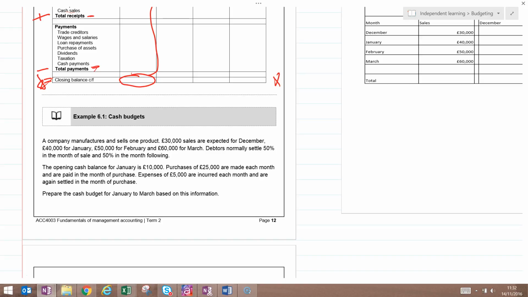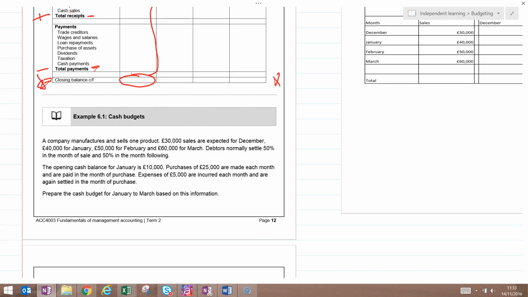So if we just consider this first paragraph, we've been told when the sales are made. Now for the cash budget, you're not interested in recording the date the sales are made. You are interested in recording the date the funds are received. So we're told that debtors will normally settle 50% in the month of sale and 50% in the month following. So we need to work out the total amount that we will receive each month from our debtors to go into the cash budget. So we'll look at how we do that in just a moment. So let's move on to the second paragraph.